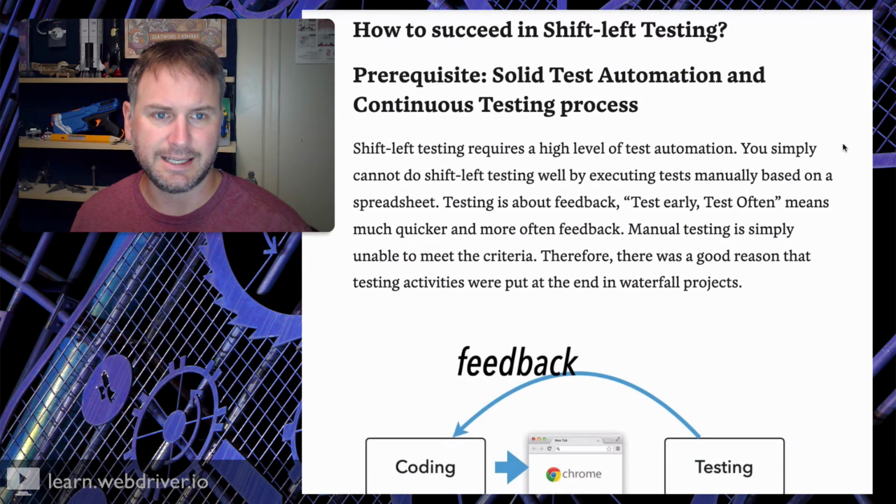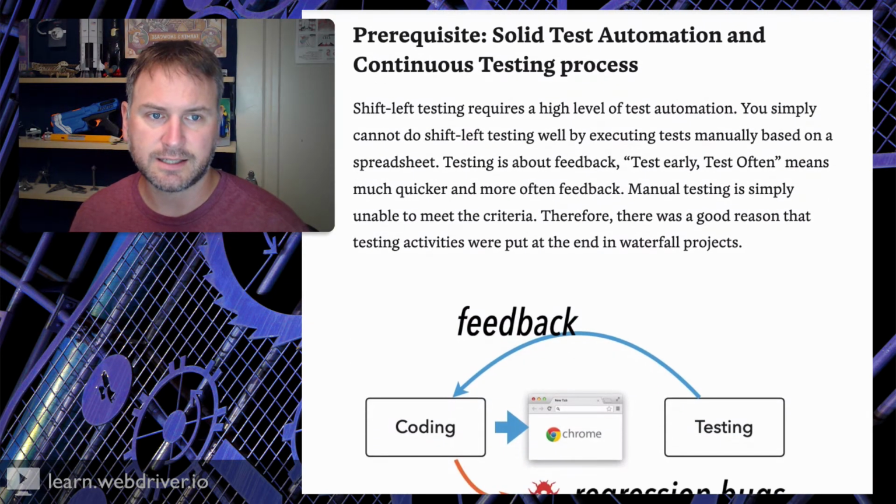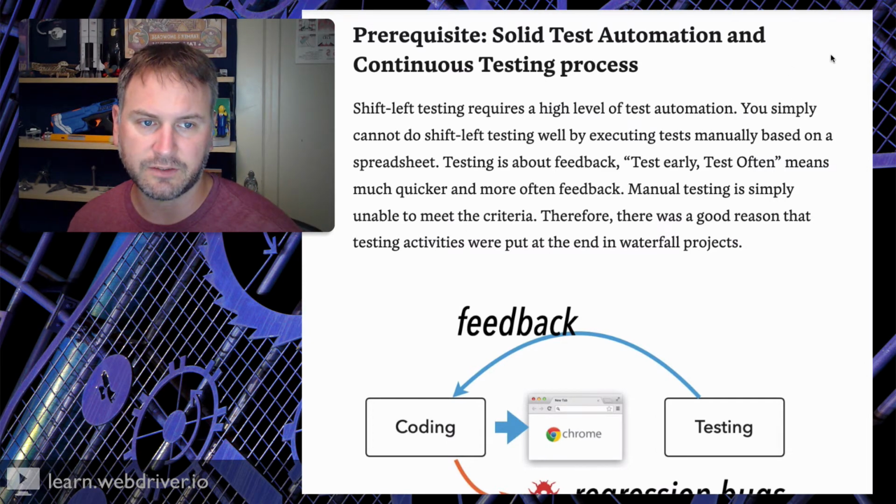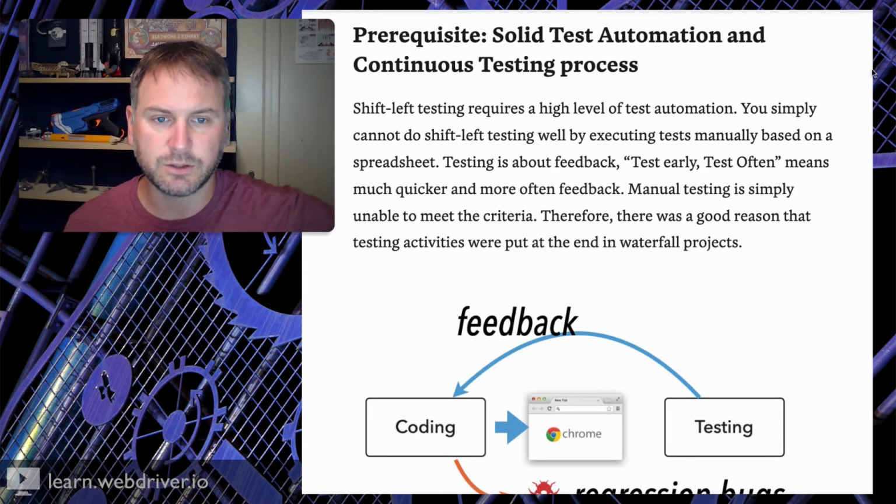How to succeed in shift-left testing. Solid test automation and continuous testing process. Shift-left testing requires a high level of test automation. You simply cannot do shift-left testing well by executing tests manually based on a spreadsheet. Testing is about feedback. Test early, test often means much quicker and more frequent feedback. Manual testing is simply unable to meet the criteria.